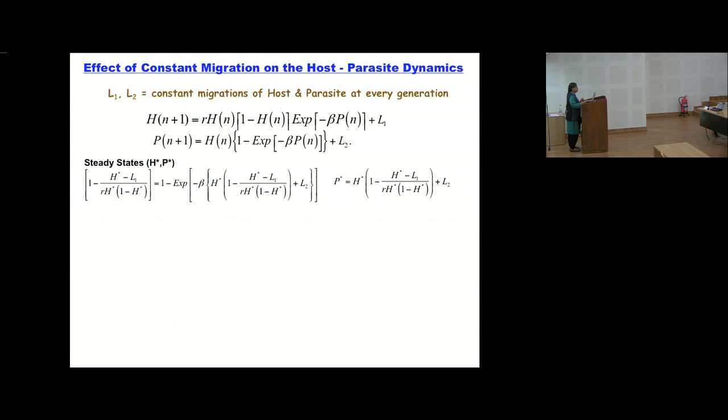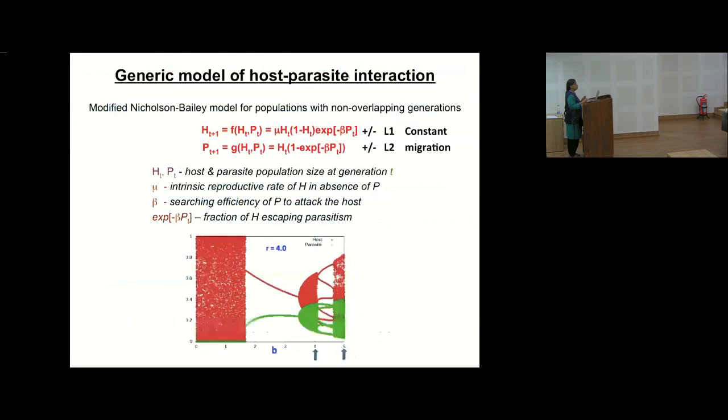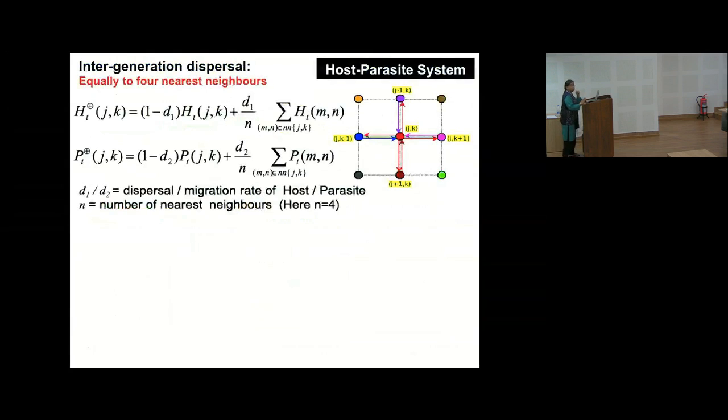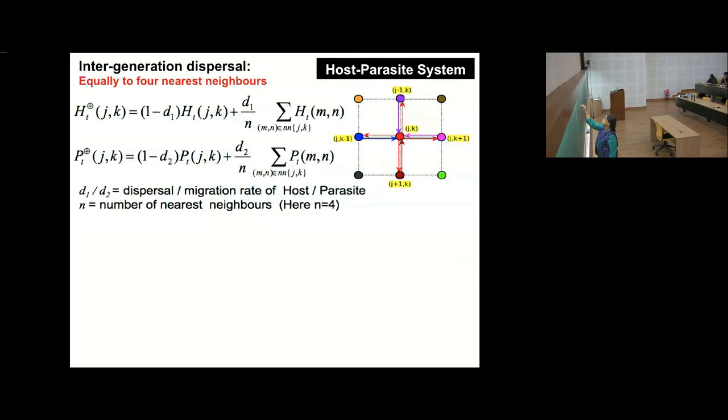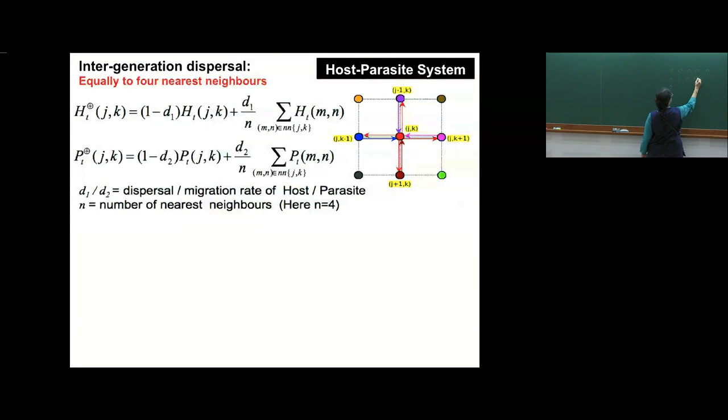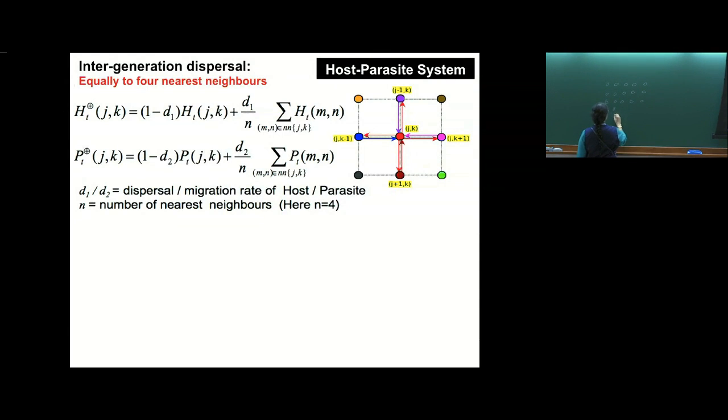What I'm trying to say is, if I have a HP system in a lattice like this, a two-dimensional lattice, like what I drew there, these are my population patches. You can have as many as you want.